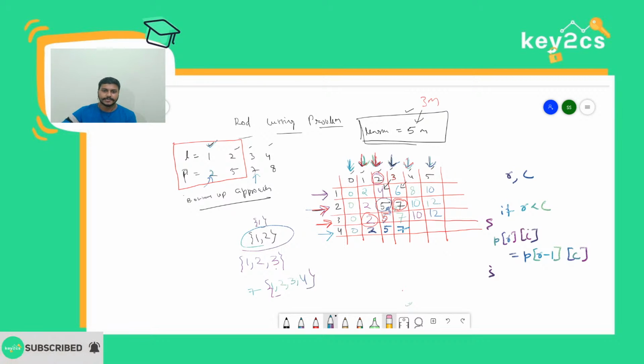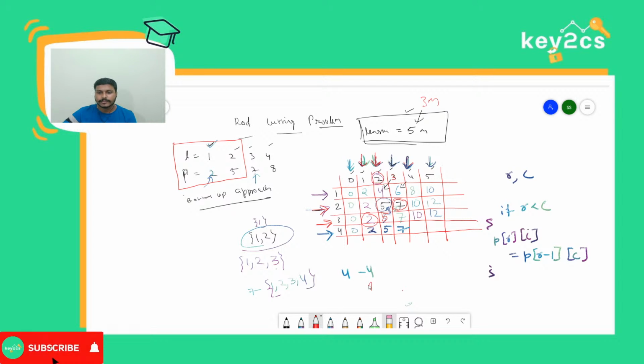So if we have to make a total of 4 meters, can we take a 4 meter rod? Yes, we can take a 4 meter rod. For taking a 4 meter rod, we are making a profit of 8. Done. So profit is 8. What is the previous profit? Previous profit is 10. So the value should be 10 here. You have to go with the maximum profit, right?